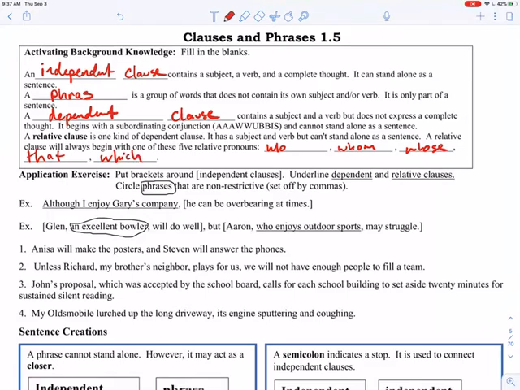All right, on to the next section. Bracket your independent clauses, underline your dependent and relative clauses, circle non-restrictive phrases. Take about a minute to think through that and do them.